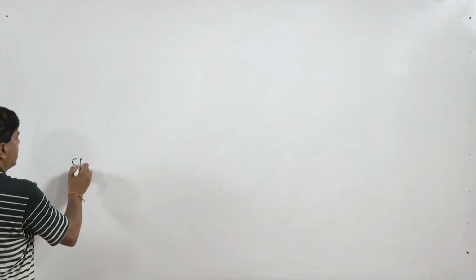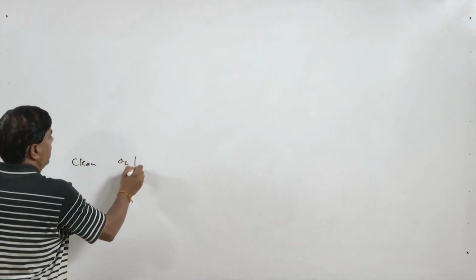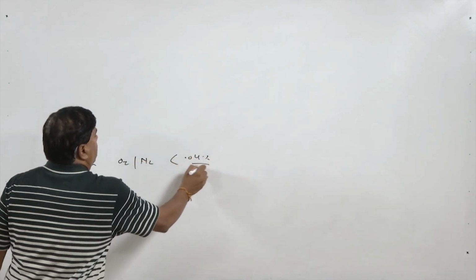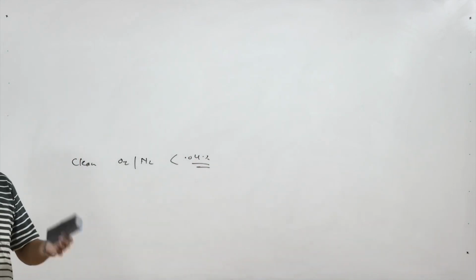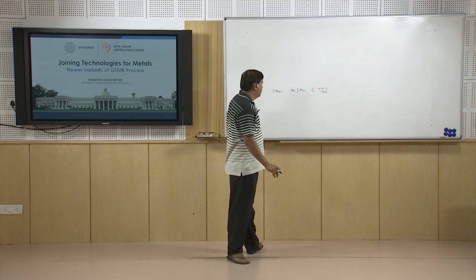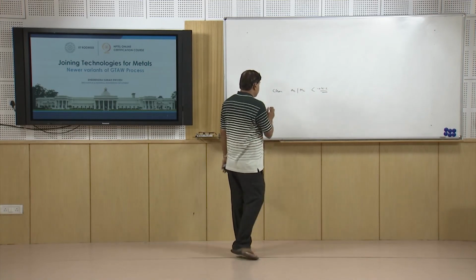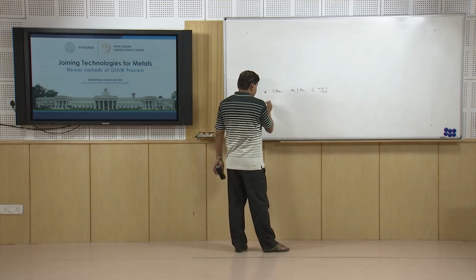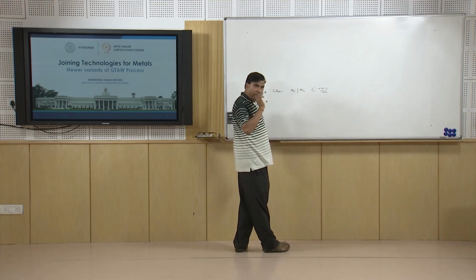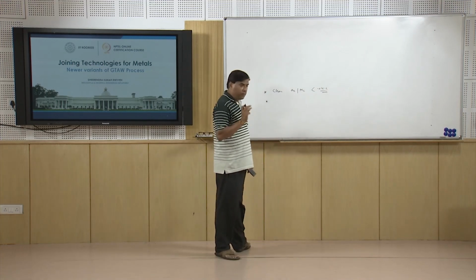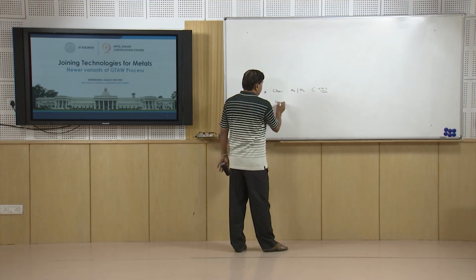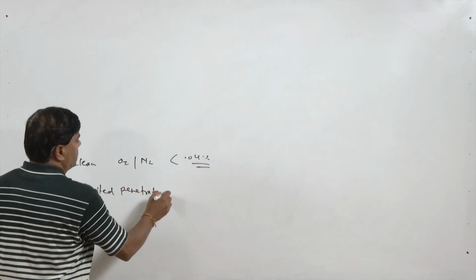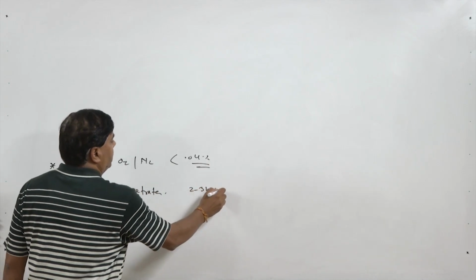The clean process is because the oxygen and nitrogen content in the weld are much lower than what is generally obtained in case of the other arc welding processes. But this process, because of this cleanliness, offers very good quality weld joints, but this process suffers with two aspects. One is the limited penetration, which is just about 2 to 3 millimeters depending upon the welding condition.